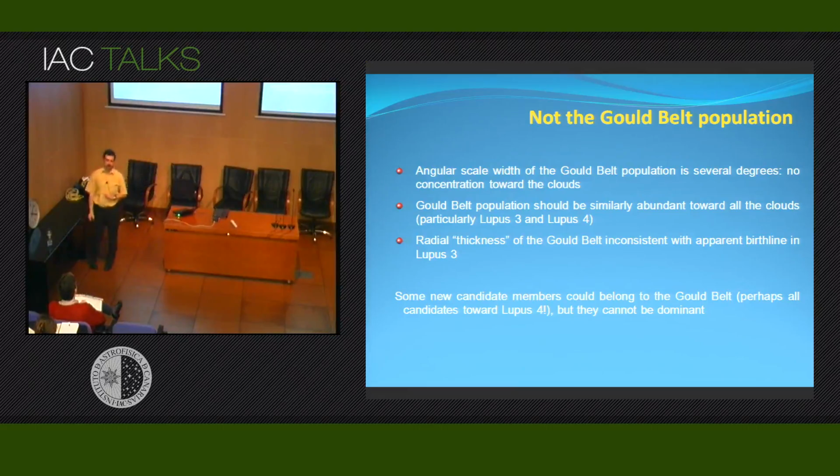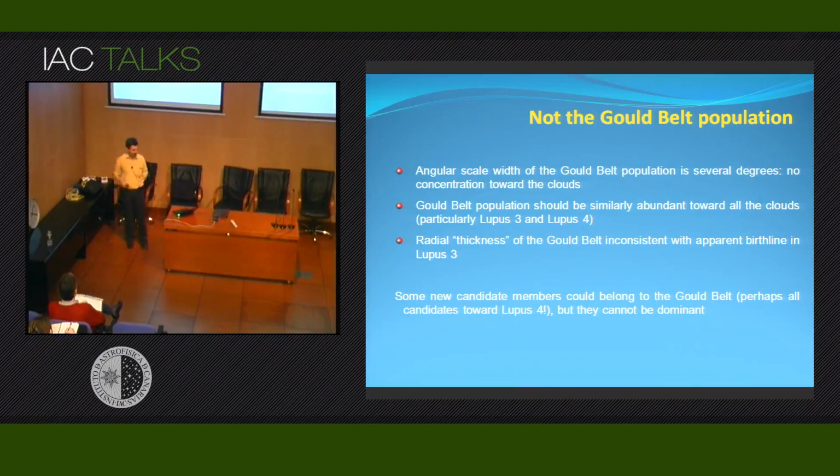Since we observe spatially concentrated populations in Lupus 1 and Lupus 3, the typical angular scale for the distribution associated to these clouds is much smaller than the population associated with the Gould Belt. Therefore, we wouldn't expect to see the new members concentrated as we see them.